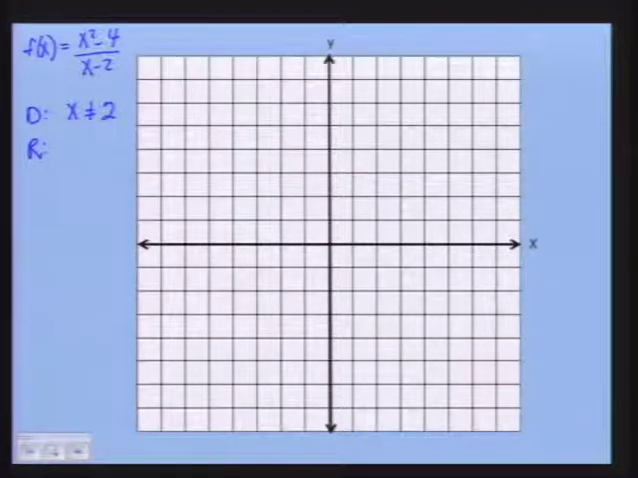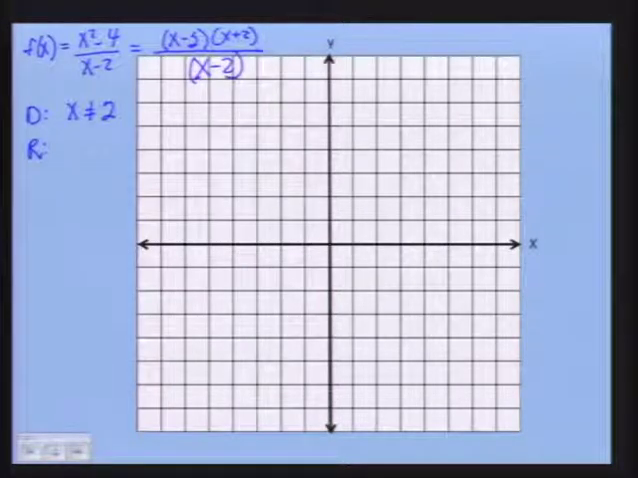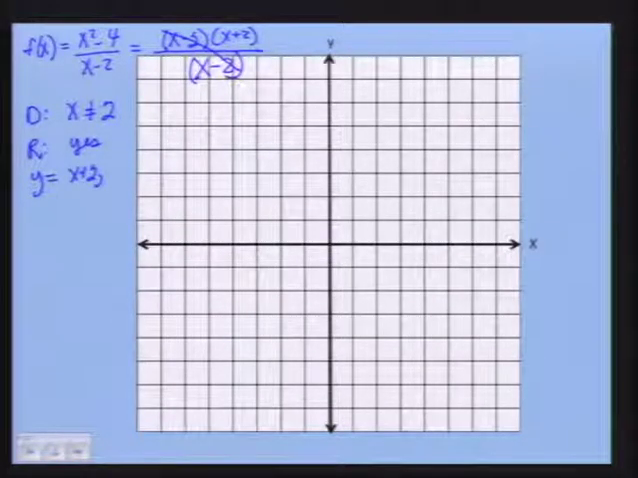Well, we've got to go through this reduce step. Do you remember that we can factor the difference of squares? And guess what? X minus 2 times x plus 2 divided by x minus 2. X minus 2 divided by x minus 2 reduces to y equals x plus 2, so long as we're not reducing 0 over 0, or we remember not to use 2 in our domain. Y equals x plus 2.